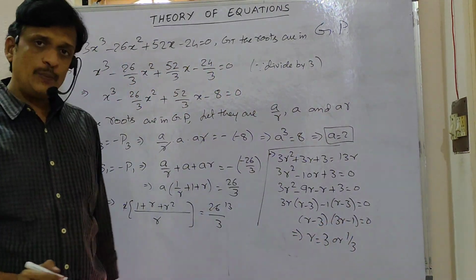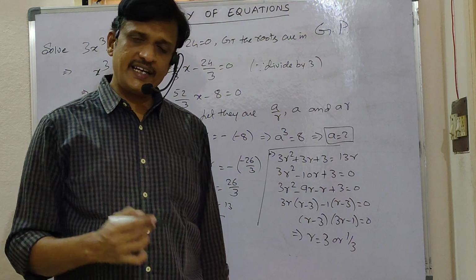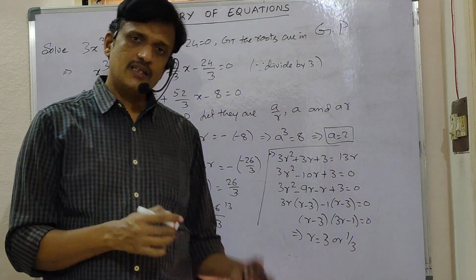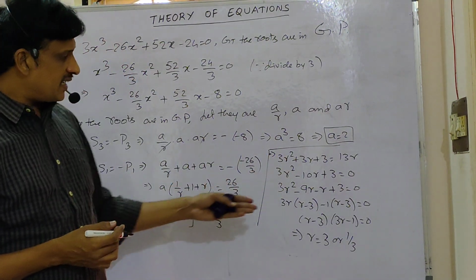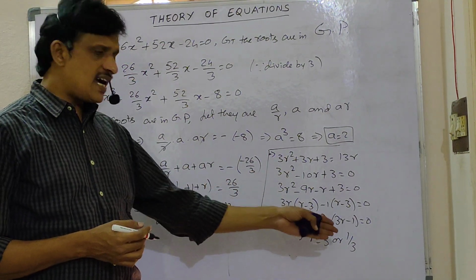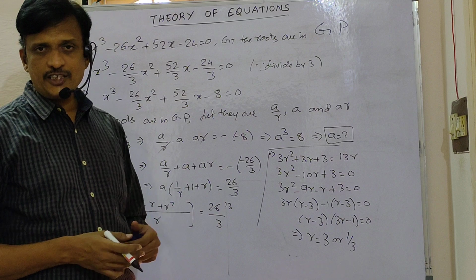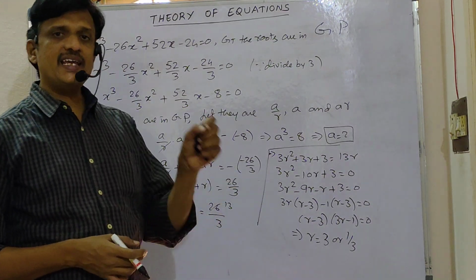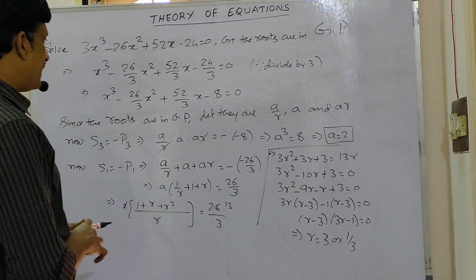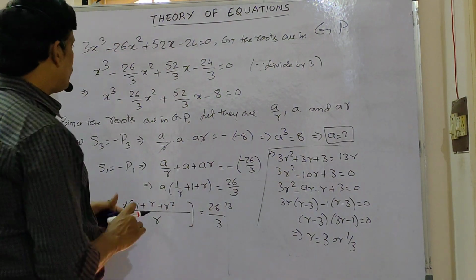In the previous case, plus or minus 3 we got. So you can take either plus 3 or minus 3. The only change is increasing AP, decreasing AP. In the same way, you can consider either the value of R is 3 or 1 by 3. Again, the same change you can find whether increasing GP or decreasing GP. But the three terms remain the same. Okay then. Now just observe this one.